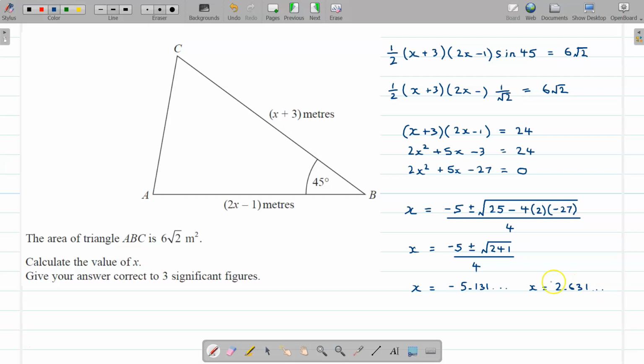So we can discount that answer because it's negative, we can accept that one because it's positive, and then we conclude, because the length would be negative, you see, if x was that, this length here would be less than 0. So we just need to say that x equals 2.63 meters. This is in meters, not centimeters. 2.63 meters to 3 significant figures, which is what the question required. And that's the answer to that question.